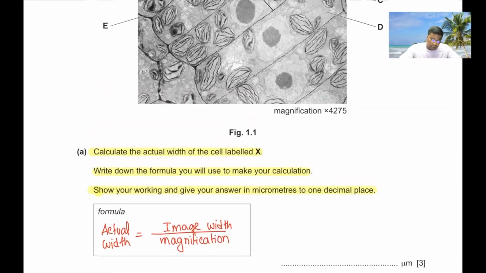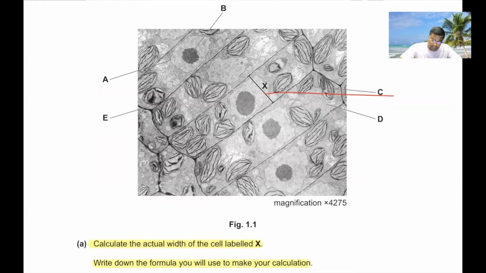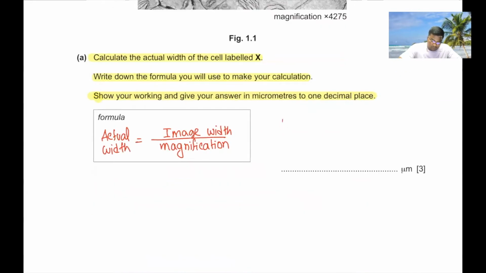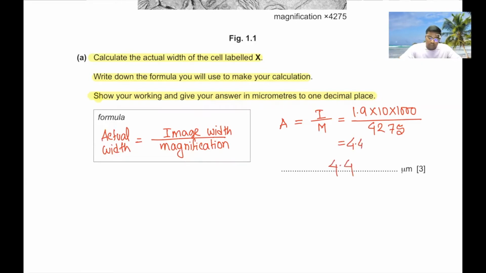Now, the line labeled X has a value of 1.9 centimeters. So A is equal to I divided by M. Here I is 1.9 centimeters, so we multiply it by 10 and then by 1,000 to make it into micrometers. And the magnification is 4,275. So the answer is going to be 4.4 micrometers.